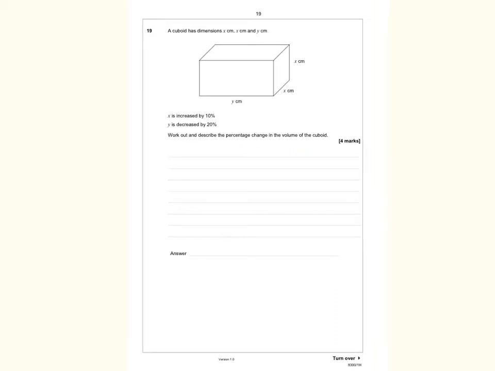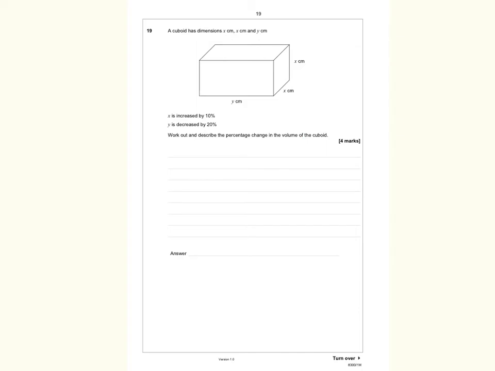Okay, question 19 says a cuboid has dimensions x centimeters and y centimeters. So x, and y. X is increased by 10%. So I think we have to assume that this x and that x, both of them are increased by 10%. Y is decreased by 20%. Work out and describe the percentage change in the volume of the cuboid.